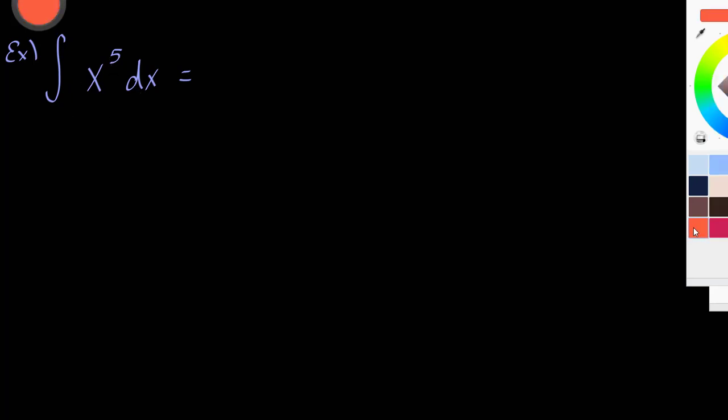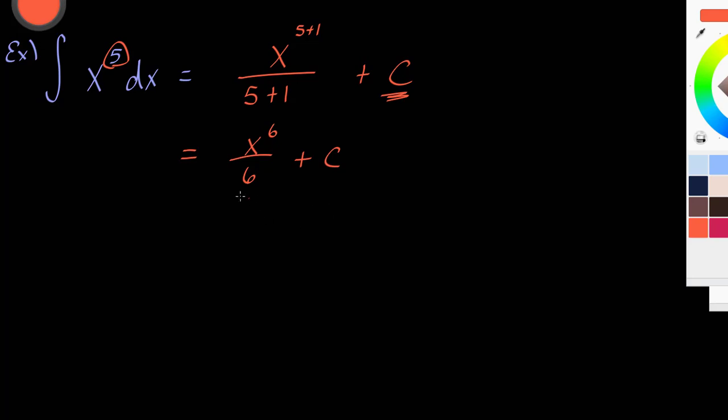we have to look at the power, and what we're going to do is add 1 to that power, so that's going to become x to the 5 plus 1, and then divide by that new power, so divide by 5 plus 1. And again, we don't ever want to forget that plus c because that's that constant, so this is a whole group of functions. So our final solution will be x to the 6th divided by 6 plus c.